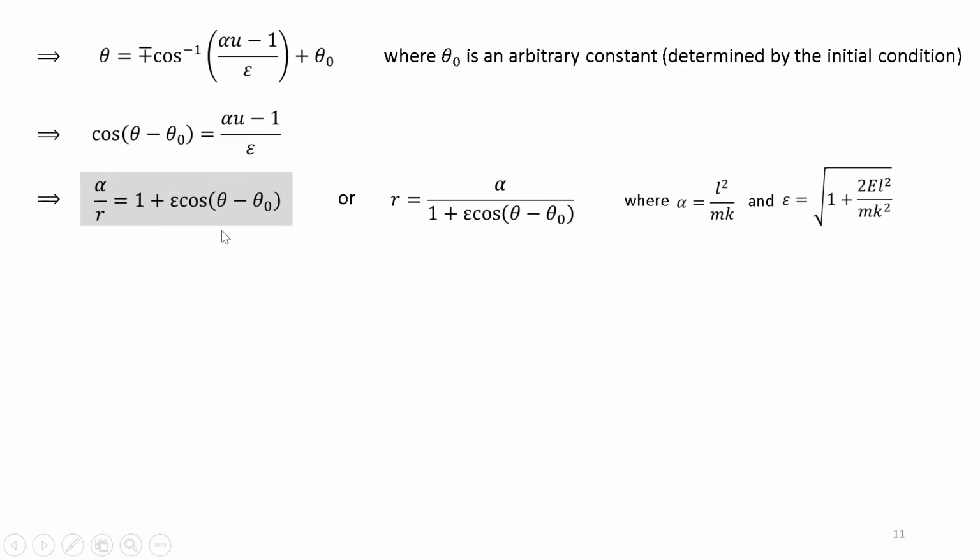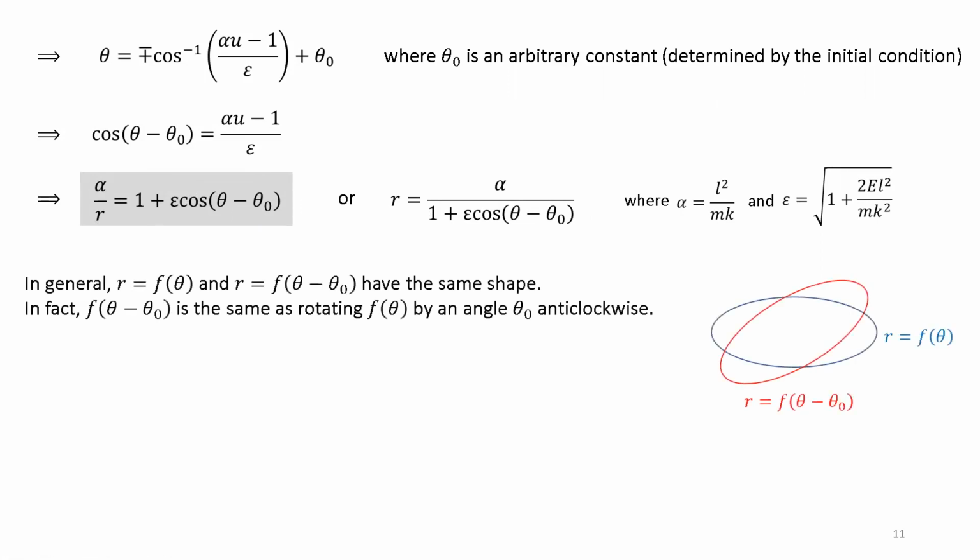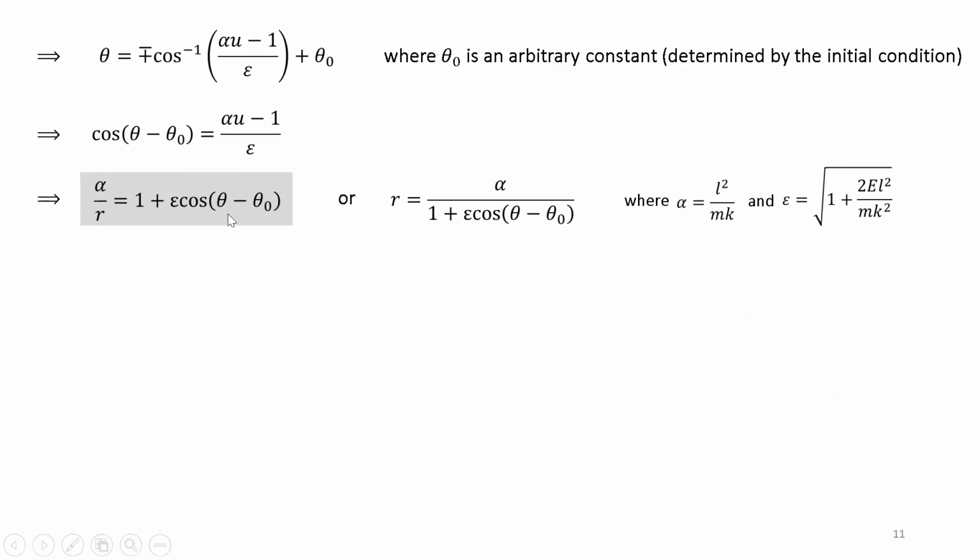That's what we want over here. But what is the shape of this thing? We'll talk about that very soon. One small remark here is that this theta naught, as I said, is the arbitrary constant given by the integration, and it depends on the initial condition. But one thing I want to tell you is that this theta naught itself does not really change the shape of the orbit. Actually, it will change the orientation of the orbit.